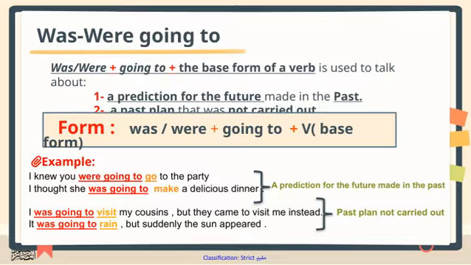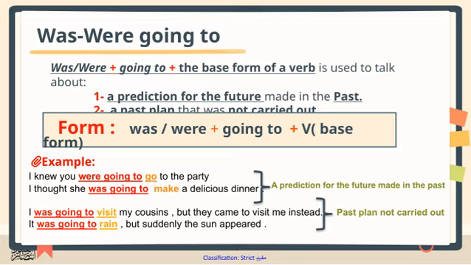On this slide, we're focusing on how to talk about a past plan or prediction that didn't actually happen. When we say "past plan not carried out," we're referring to situations where someone had a plan or expectation in the past, but it didn't come to fruition. For example, I might say, "I was going to visit my cousins, but they came to visit me instead." Here, I had the intention or plan to visit my cousins, but that plan didn't happen because they visited me first.